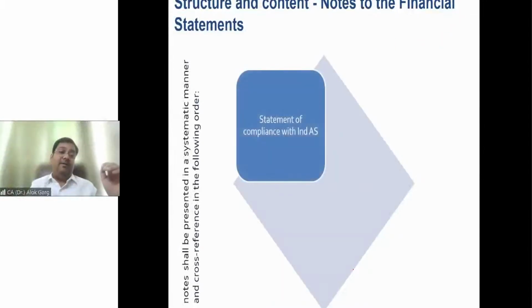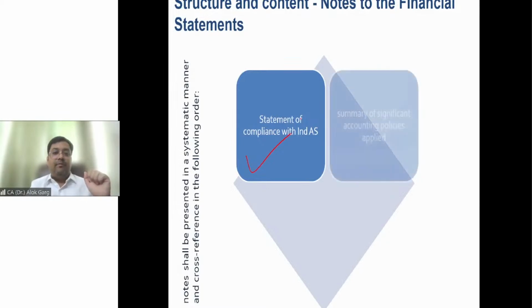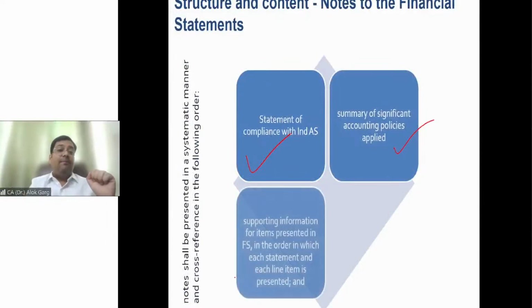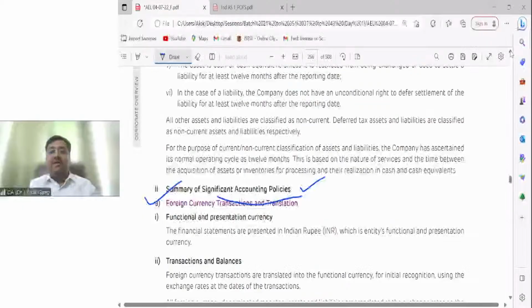The standard is so meticulous that it says what the sequence of the notes to accounts should be. It says notes shall be presented in a systematic manner and cross-referenced in the following order. First of all, the statement of compliance should be there. You have seen that in the Adani balance sheet, the statement of compliance was there. Then a summary of significant accounting policies applied. Then supporting information for items presented in the financial statement, in the order in which each statement and each line item is presented, right? So you can see in every balance sheet that they are giving this.